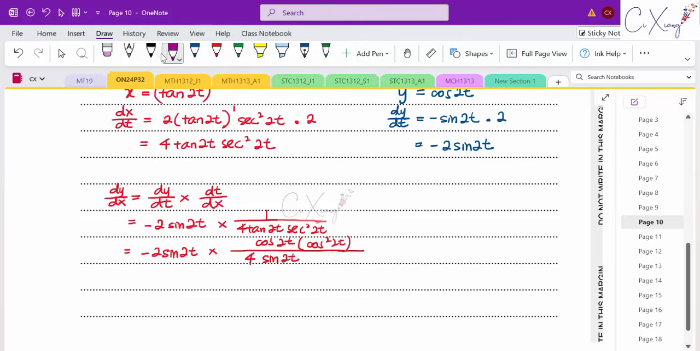Then I think it's quite obvious. You can simplify all your terms here. Sin 2t and sin 2t can be cancelled off. And from here, we successfully get what they want us to show already. So it should be negative half, and then cos cubed 2t. Alright, so this is how we get dy/dx for the parametric equations.